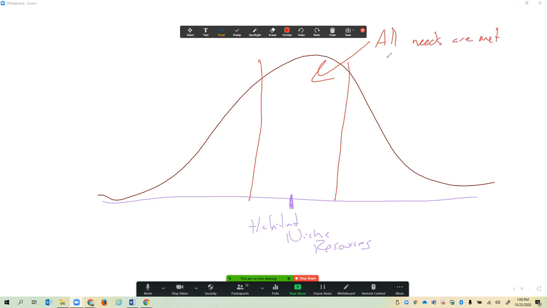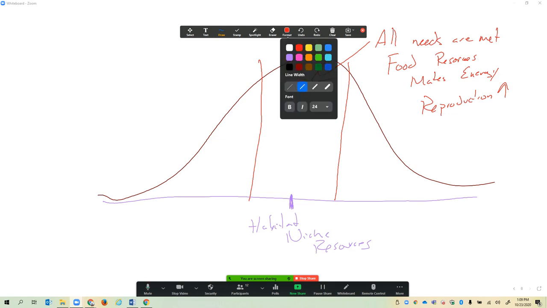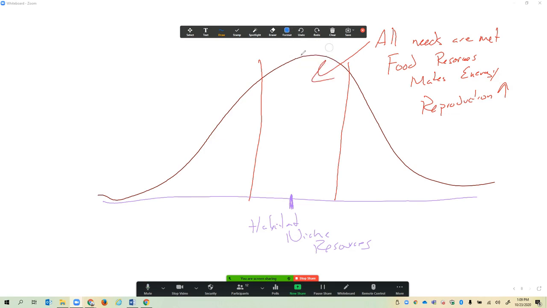Because what's happening is you've got plenty of food, you've got resources, you've got mates, and because of all this stuff, you have energy. And therefore, reproduction will go way up. So the organisms will start to reproduce because you have all the criteria you need to survive.